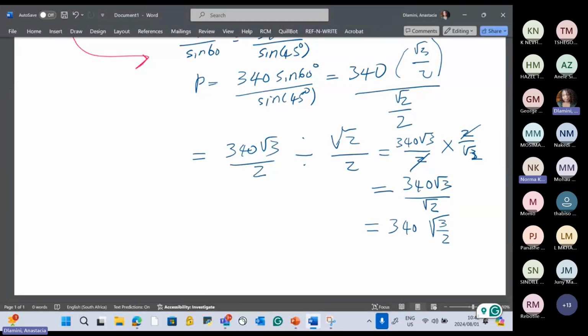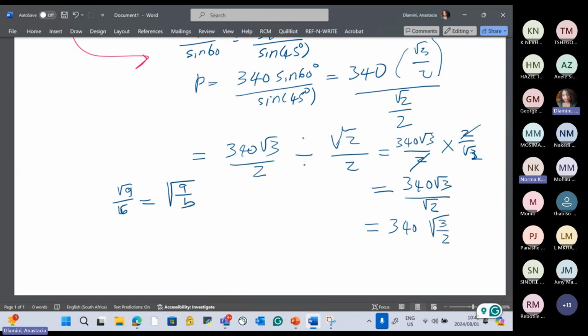Remember, the exam is multiple choice, so I might write it like this. So 340 root 3 over 2 is also what? Check. Did you check, guys? It is still 416,41. You see that it's still 416. Why? Because I applied the property that the square root of a over the square root of b is the same as the square root of a over b.